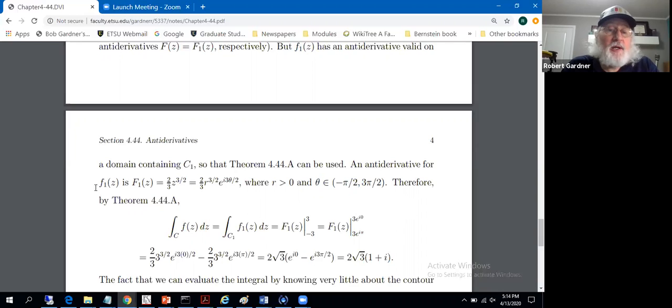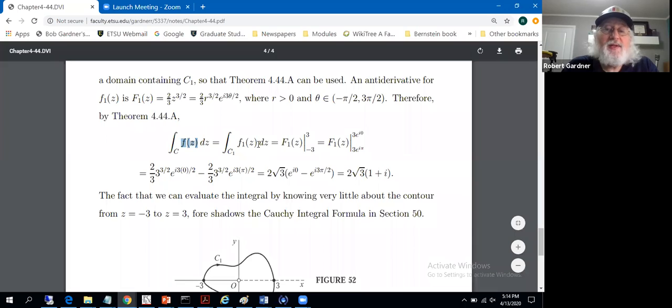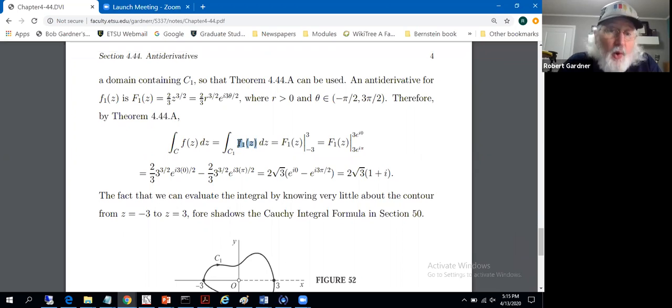The f1 function is exactly the same as the original branch of the square root except at a single point. So if we want to evaluate the integral of the original branch, we're just going to replace that integrand with this function because they're exactly the same except at one point, the endpoint of C1. So the integrals are the same, and we know how to evaluate this integral because we can find an antiderivative.